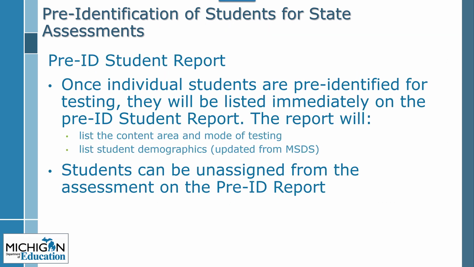www.michigan.gov/securesitetraining. The pre-ID student report is available so that you can view students who are pre-identified for testing, including by grade and content area, mode of testing, that is paper, pencil, or online, and demographic information based on what exists in MSDS. You can use this page to unassign students from an assessment if you notice any errors in your pre-ID list. Remember, unassigning a student from a test in the OEAA Secure Site does not remove the accountability to test. Accountability is based on MSDS information.